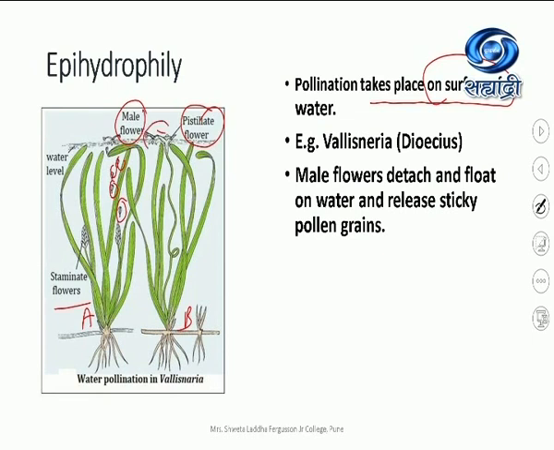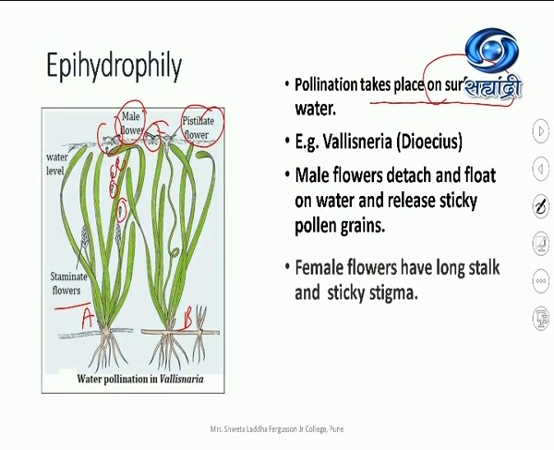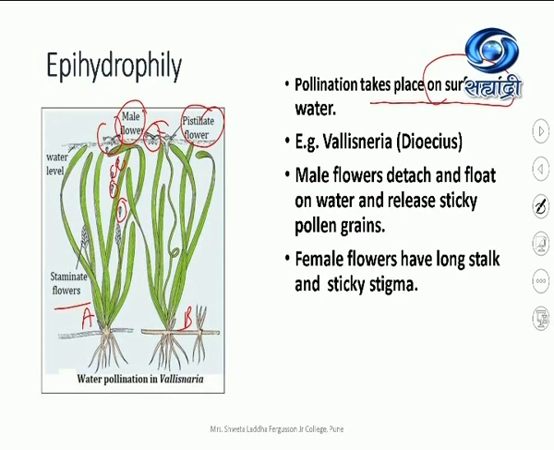These are the male flowers which are floating on the water surface. They start releasing sticky pollen grains. The female flowers have a long stalk and a sticky stigma. Look at this stalk, how long it is. So the female flowers have a very long stalk and a sticky stigma.